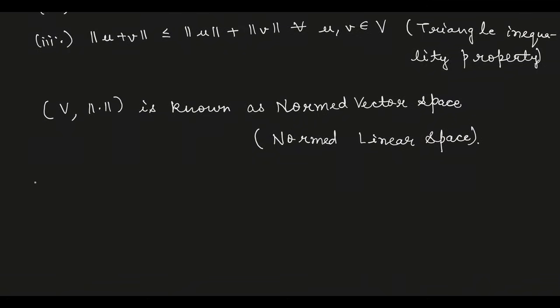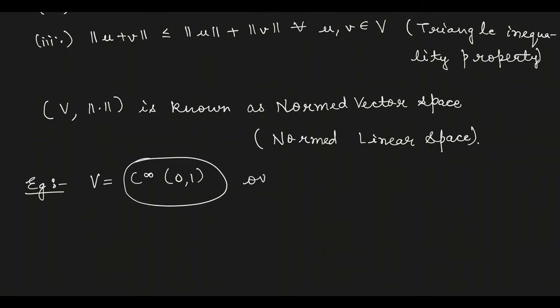Let us see some examples of norm. V is equal to C infinity of 0, 1. What does this set mean? Infinitely differentiable functions, continuous functions, sorry, over 0, 1. They will be continuous and also infinitely many times differentiable over this interval 0, 1. Norm is defined as supremum over x belonging to 0, 1 of mod of f dash x.